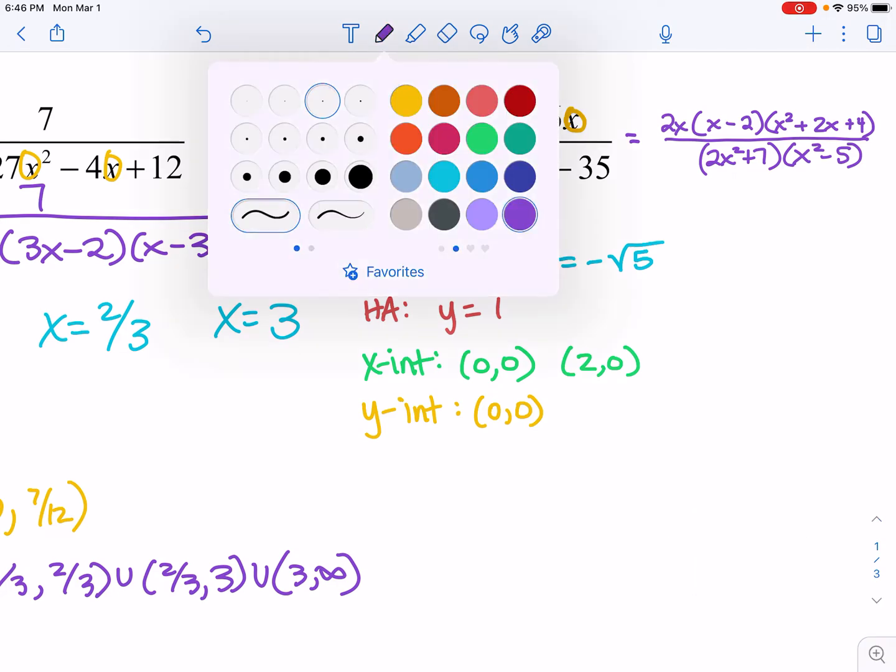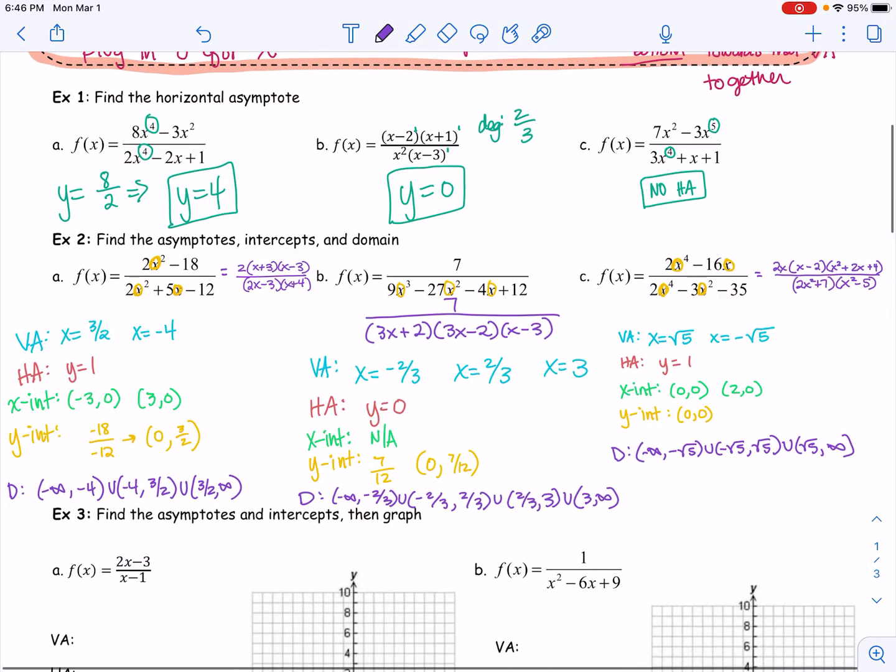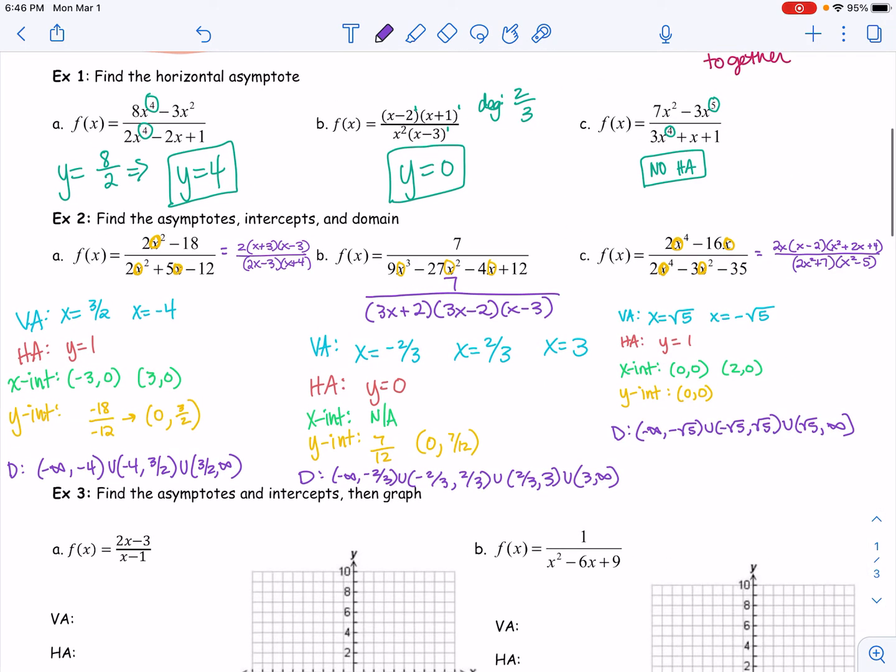And so then lastly, we can put it all together for our domain. And this time we just have two vertical asymptotes to take into consideration. We have negative root of 5 to positive root of 5 to infinity. Okay. And now we take all this and we throw it on a graph.